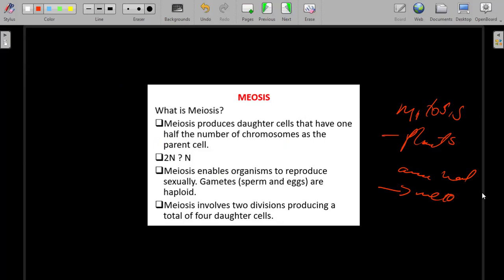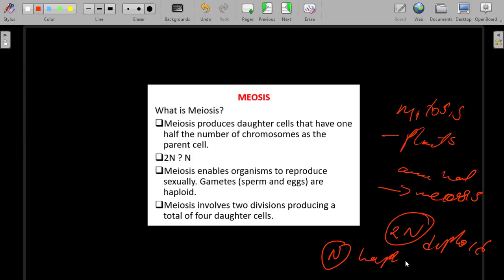In meiosis, remember that in mitosis, you end up having two cells at the end, which are 2N. Then in meiosis, you notice that at the end, you are going to have four daughter cells, which are formed with haploid chromosomes, indicated by your N. So in mitosis, you have the diploid chromosomes which are formed. In meiosis, you are going to end up having the haploid chromosomes at the end of your meiosis.